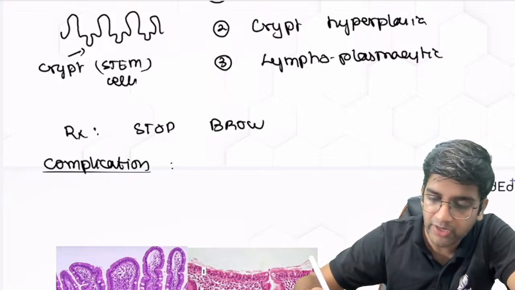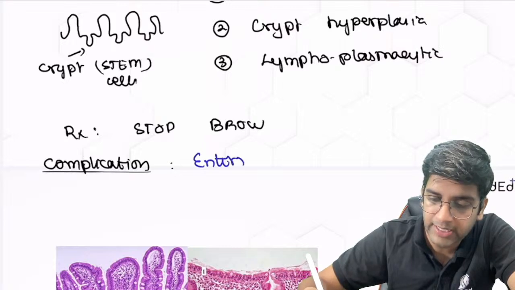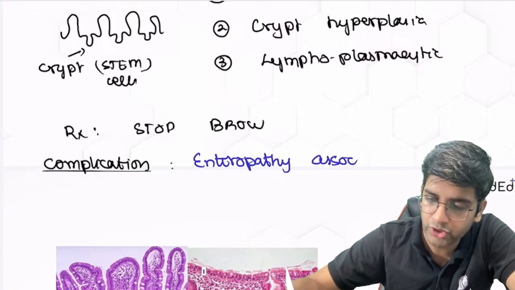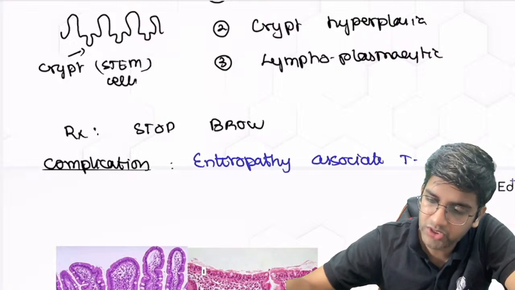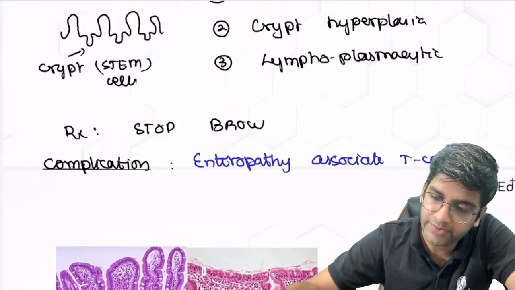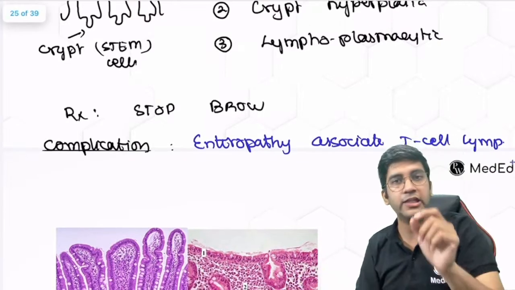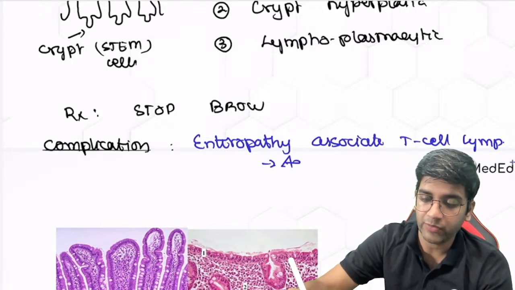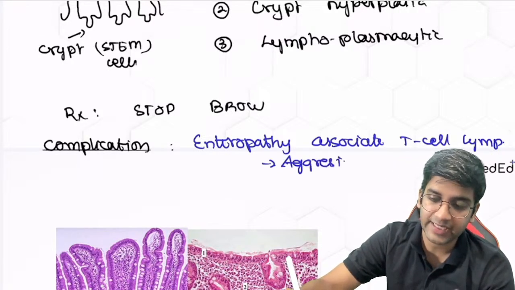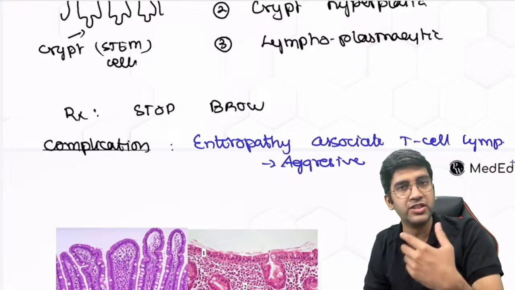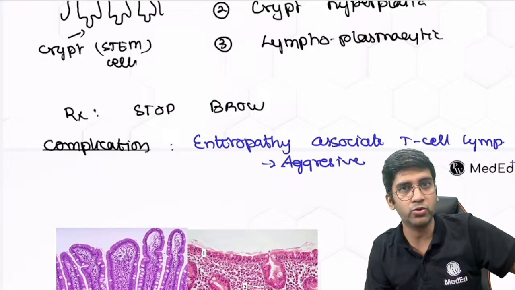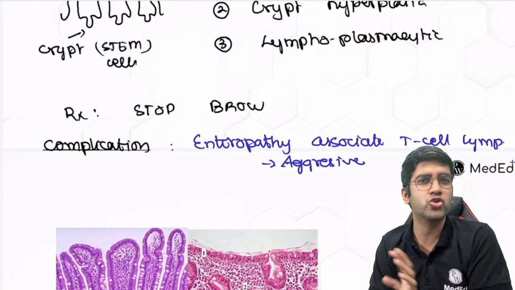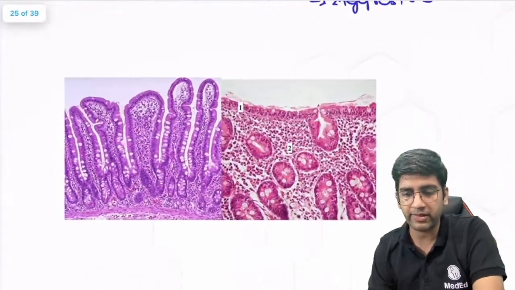They can have a very aggressive lymphoma called enteropathy-associated T cell lymphoma. This is very, very common in a chronic untreated case of celiac disease. It's a very aggressive lymphoma, which happens only when the patient keeps on consuming gluten without stopping. If the person stops consuming it, this risk is almost nil. Fine. Now let's look at the microscopic image.